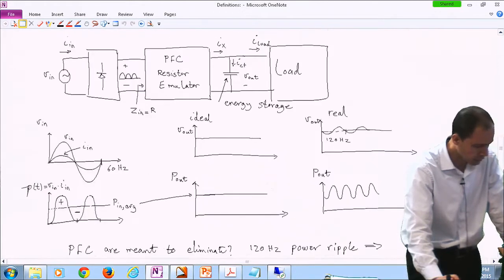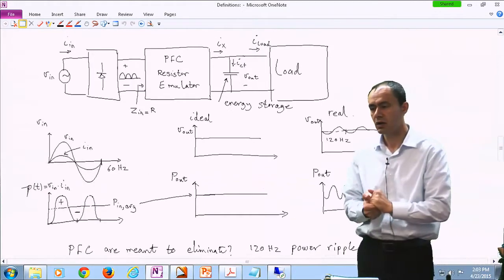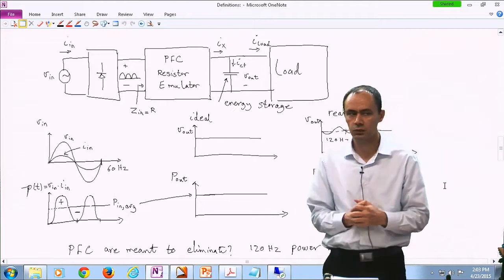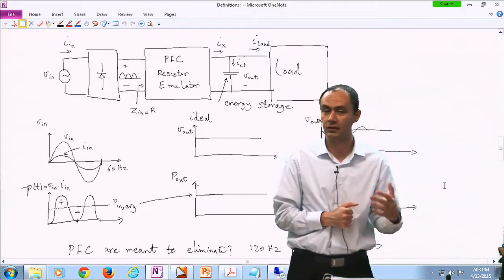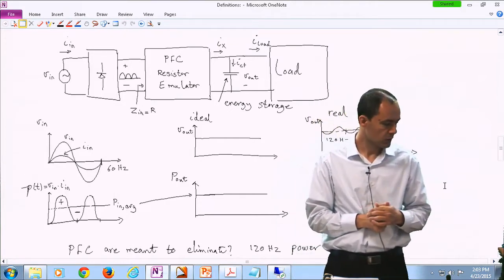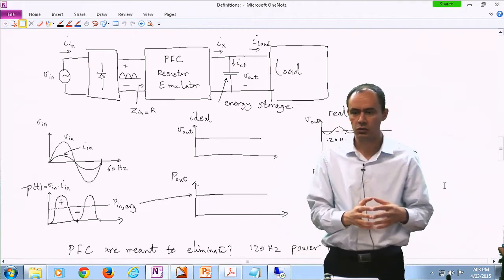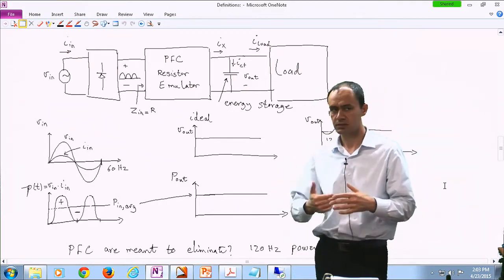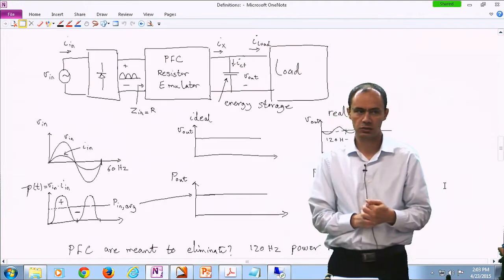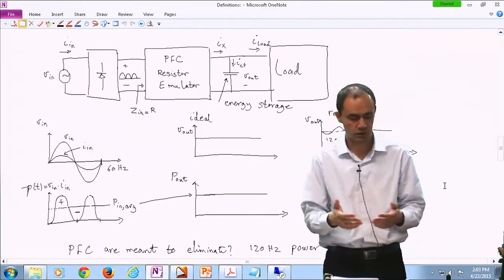Now, is our load okay with that or not? If it is not, and by the way, the voltage in the output is usually larger than the peak value of the voltage in the input, a lot of times you have another converter which is stepping down that voltage and also eliminating this 120 hertz of ripple.